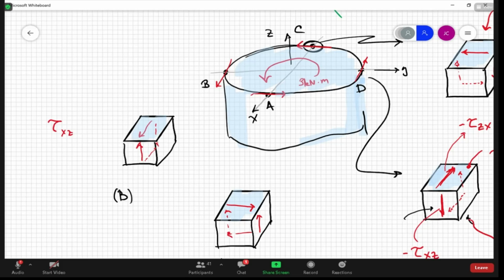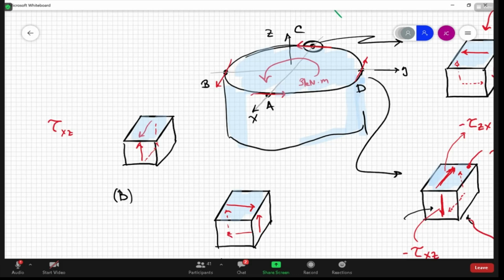That's a positive. Yes. Why? Because both the Z and the X point in the positive direction. That's correct. The traction on the positive Z face is acting in the positive X direction. So that means it's a positive shear stress.